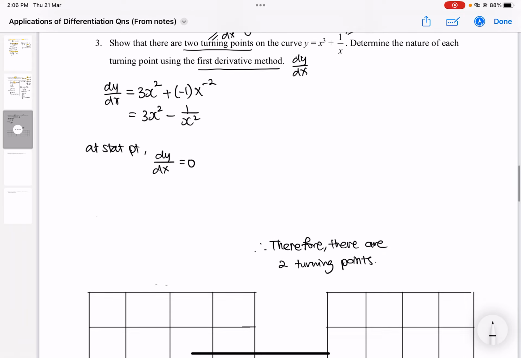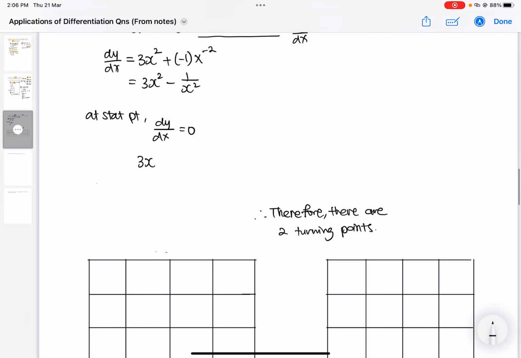So, at stationary point, dy dx is equal to 0. So, we can solve this equation equal to 0. Because there's a fraction, I'm going to multiply x squared throughout to get rid of the fraction. Then we will be able to make x the subject and solve for x. x power 4 equals 1 over 3. So, to solve for x, I'll take the fourth root of 1/3 on both sides.